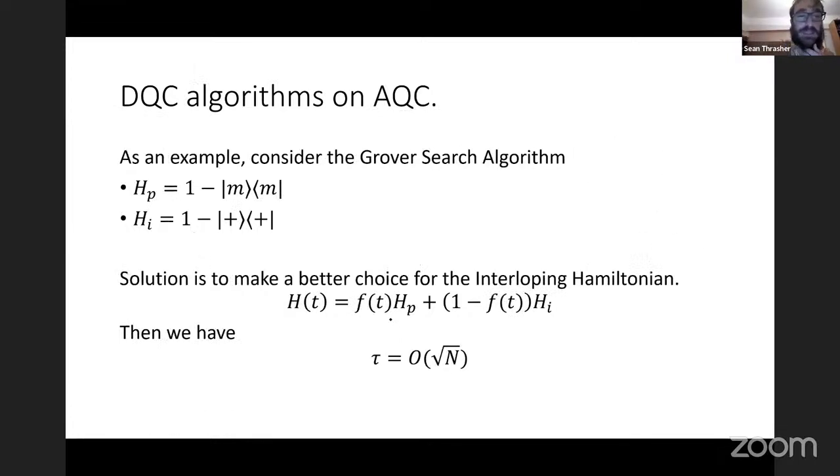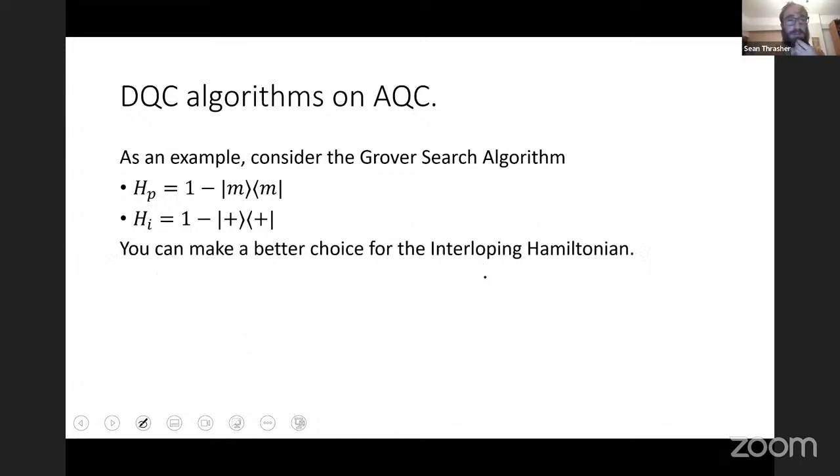So the point is that you need to make a different choice for the function that takes you from the initial state to the final state. And so another possible open question is to find a systematic way of determining what these f should be to recover the quantum advantage that happens in digital quantum computing. Okay, so for a generic problem, this is tricky.